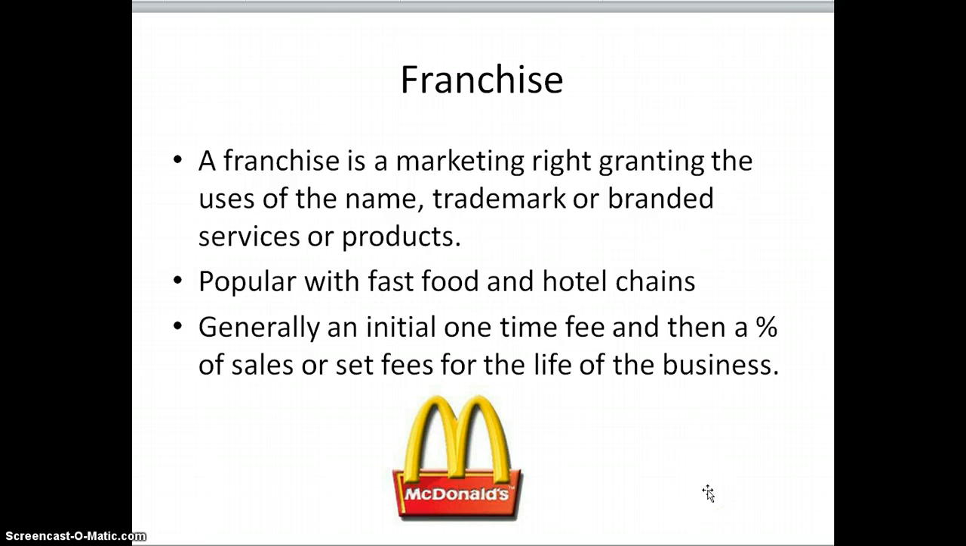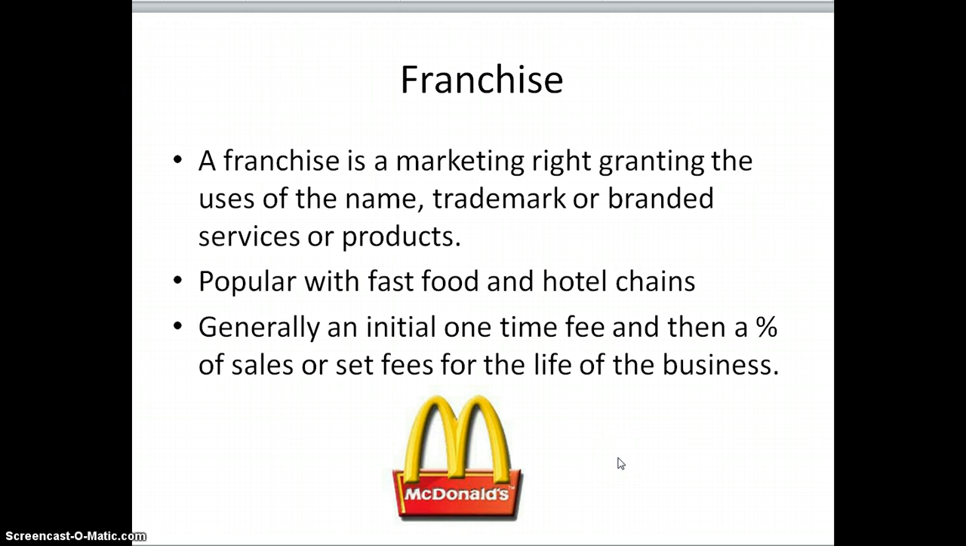A franchise is something you may have heard of before. A franchise is a marketing right granting the use of the name, the trademark, or branded services or product. It's very popular in hospitality. I have a picture of McDonald's here because McDonald's is a franchise. There's a corporate McDonald's, and then small business owners apply to become a franchise, and then they have the right to use McDonald's. And actually, they have the obligation to have the same food, the same packaging, so that it's still homogeneous, but they get to use this trademark and have that recognizable brand and product. And again, many fast food and hotel chains are a franchise.